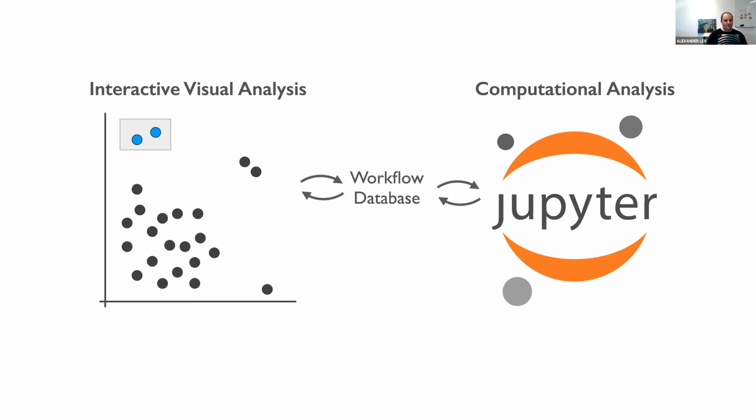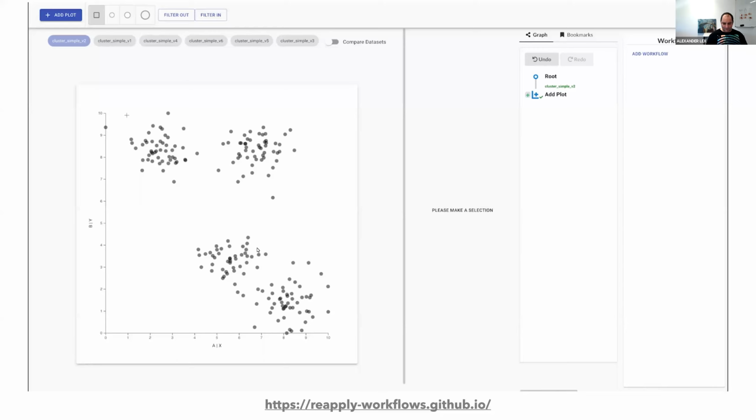We could store that in a workflow database, and then we could call that particular function from this workflow database in a computational notebook. So we could use the best of both worlds and use this also to integrate between computational workflows and interactive workflows. And now to the video.